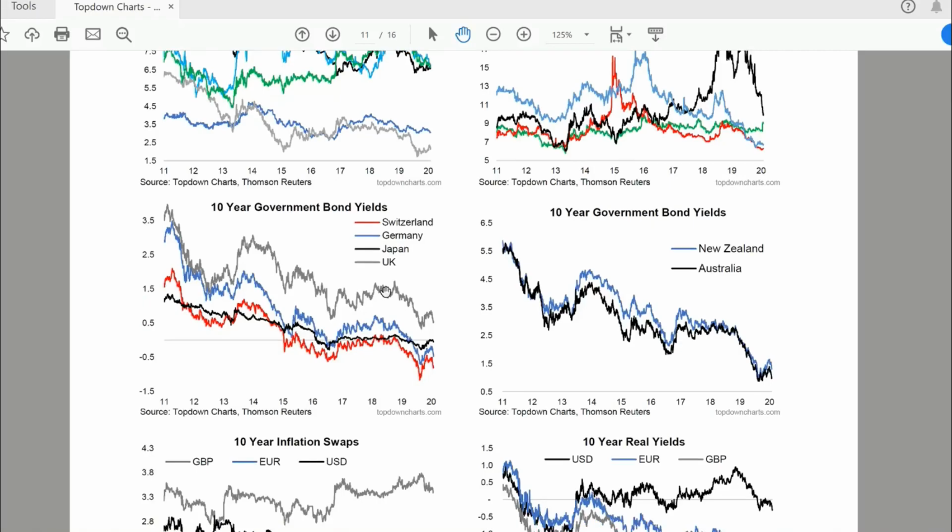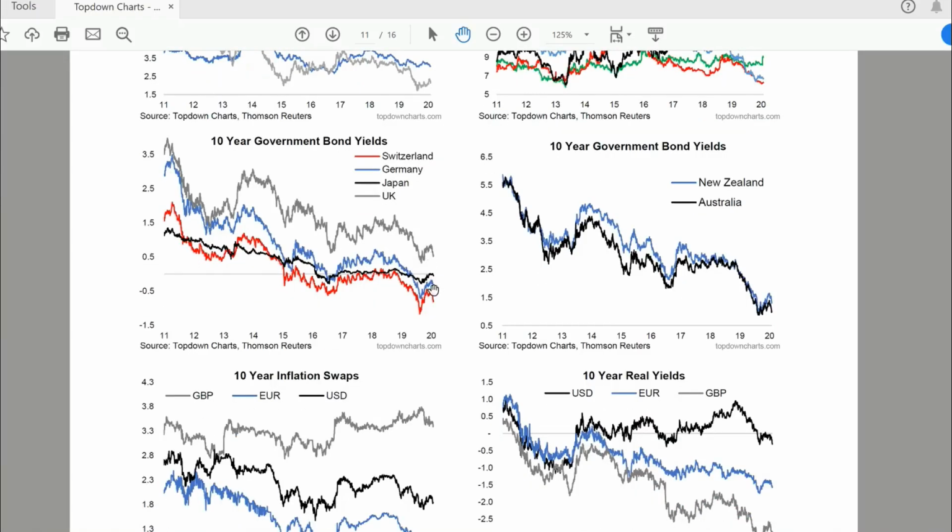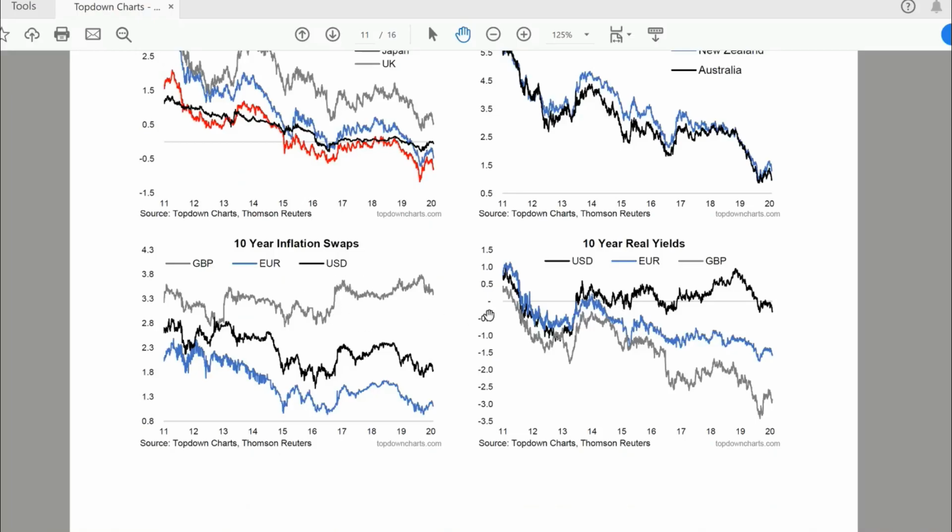10-year government bond yields in developed economies, so the majors there, and then also Australia and New Zealand. I have a lot of clients in Australia and New Zealand, so obviously I have a bit of it, and being located in that region, I tend to cover this stuff quite a bit. And then again, inflation swaps, so that's similar to the market-based measure of inflation expectations, or similar to the break-evens.